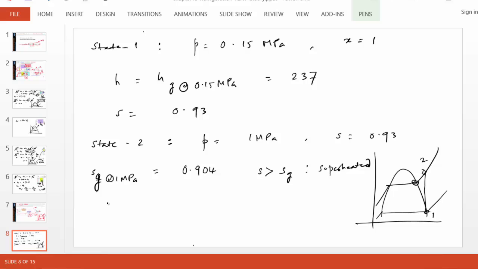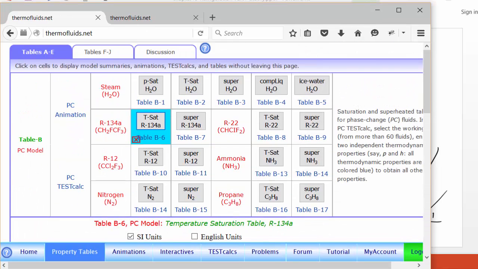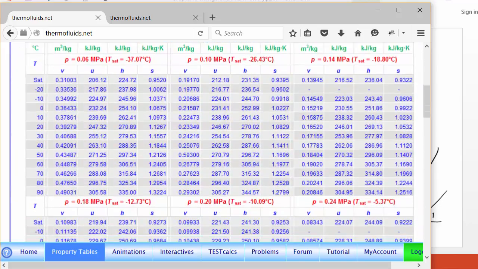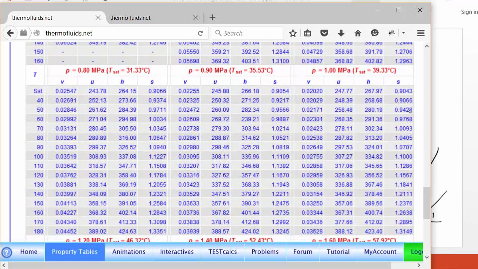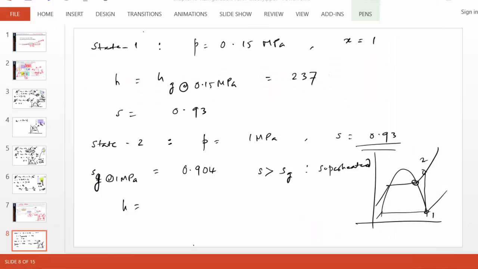So since it's superheated vapor, we can find the enthalpy by going to the superheated vapor table, knowing that s is 0.93 and pressure is 1 MPa. So we open the superheated table for R134a and go to 1 MPa. Where is the 1 MPa table? Right here. And entropy is 0.93, in between these two, closer to the second line. So enthalpy will be closer to that line. It's between 268 and 280, so you pick a number close to 280, which is 278. So we substitute that value here, and therefore state 2 is now completely calculated.